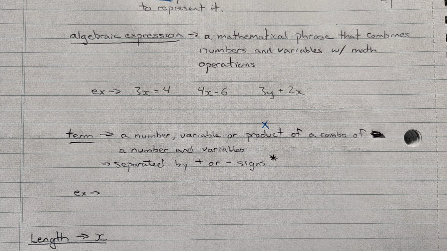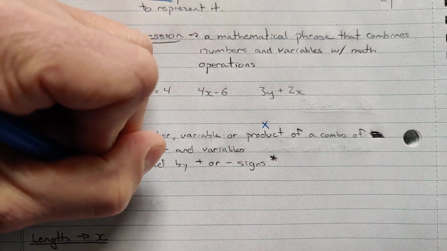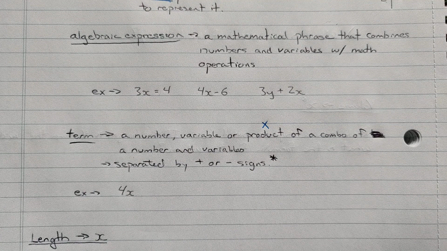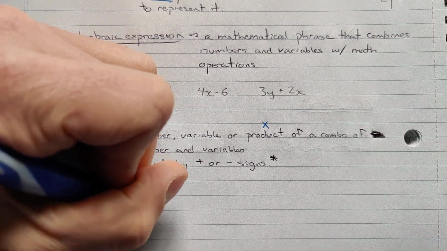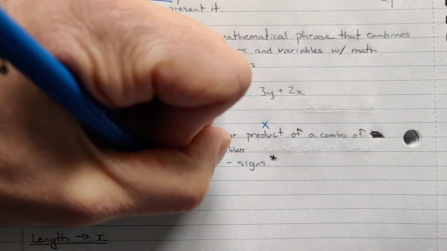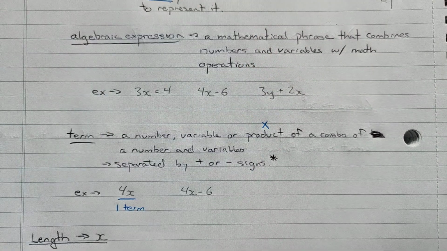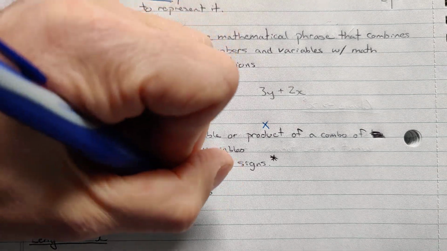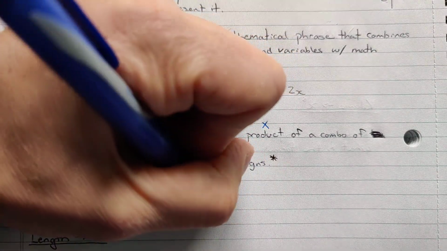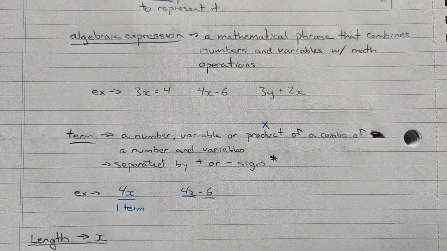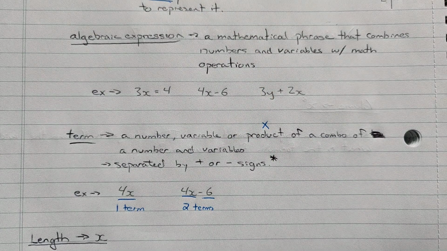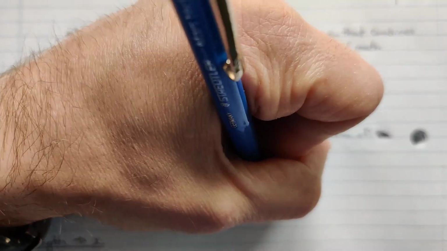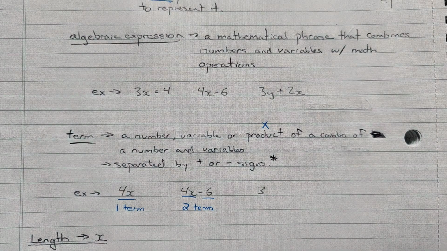So some examples of terms. If I have something like 4x, that's one term because it's 4 times x, so that's a product. If I have something like 4x minus 6, that is 2 terms. There's one term here, the 4x, and then the minus 6 is another term, the negative 6. So there's 2 terms here. And then in the case of something like 3, that is one term.